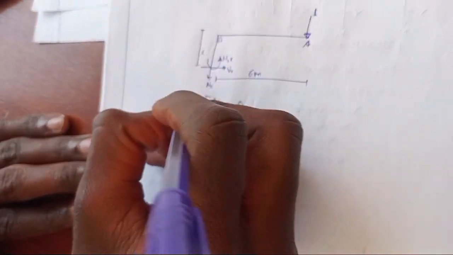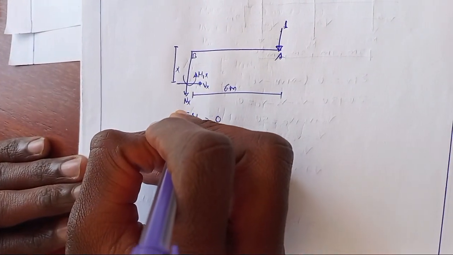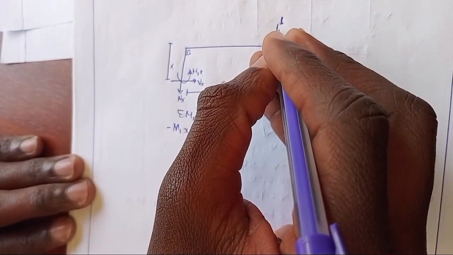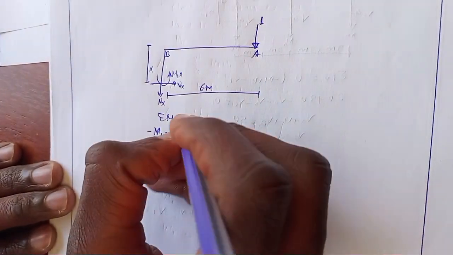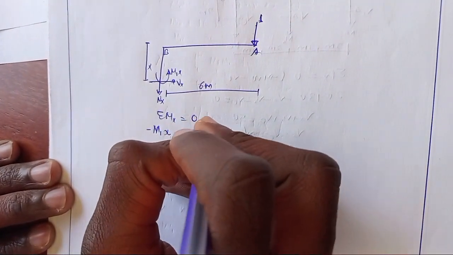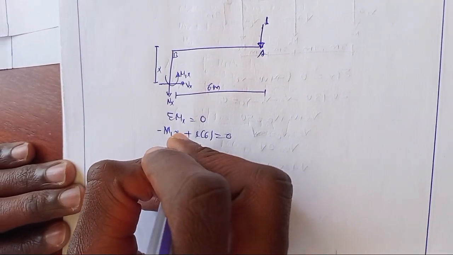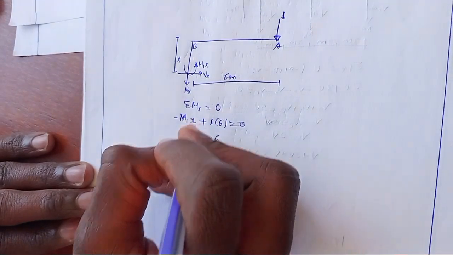Since it is in the clockwise direction, it will be negative, plus this force times this distance, it will be 1 times 6 is equal to 0. Moment at point x, it will be 6. This is the moment due to the unit load.